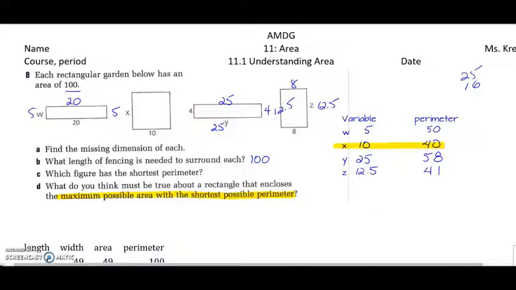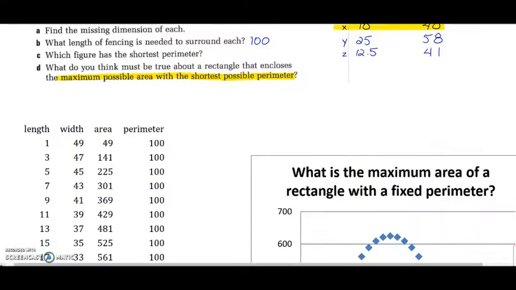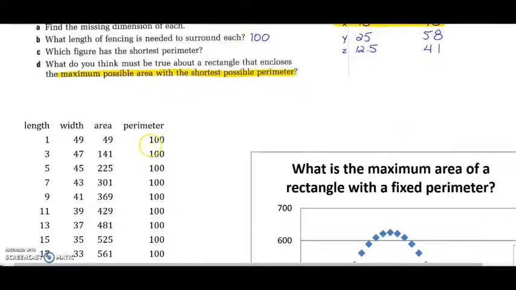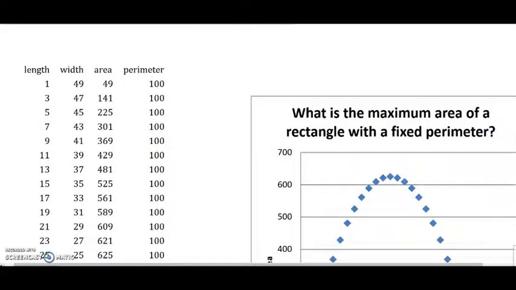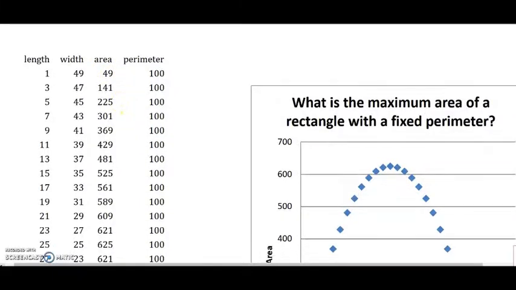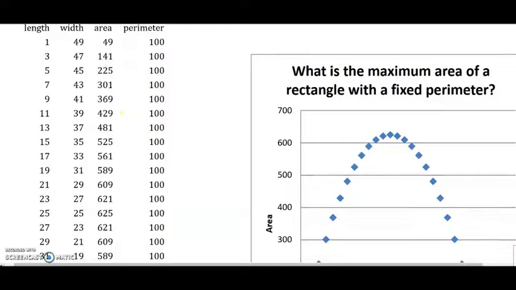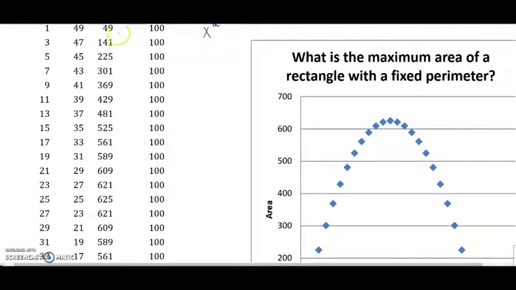I used Excel to delve into this a little deeper. If my perimeter is restricted to be 100, I considered whole unit lengths and widths, not fractional, and calculated the area. If I'm looking to maximize the area, we have length times width, 2 dimensions. Remember when I said the exponent on 2 dimensions is a 2? The area continues to increase until we get to here. Look at those dimensions.